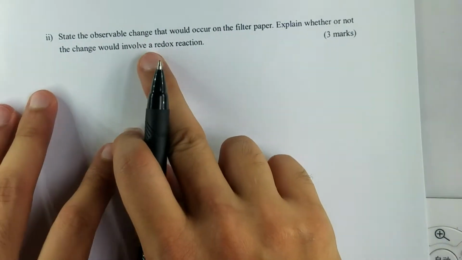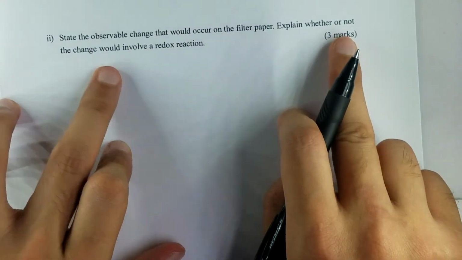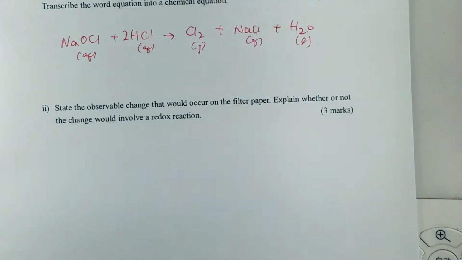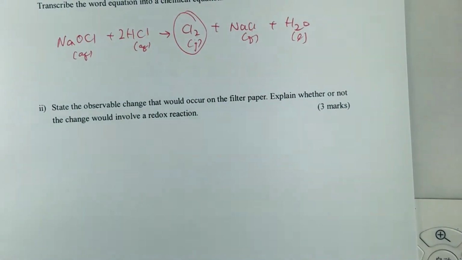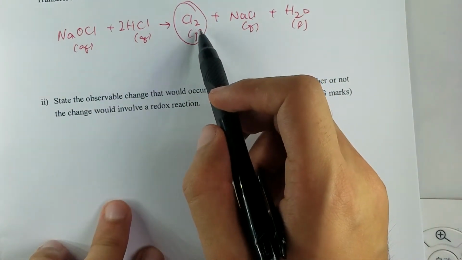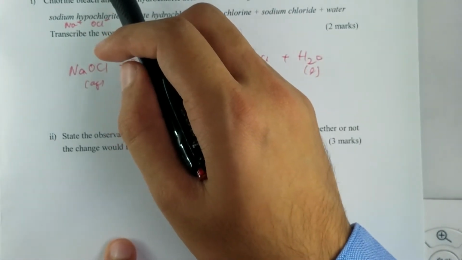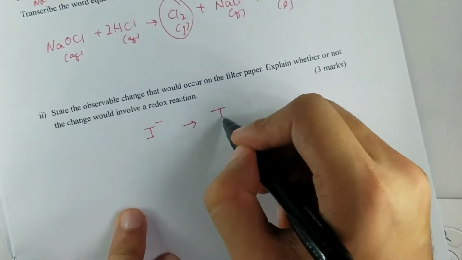Next one, state the observable change and whether or not the change would involve a redox reaction. Now, what happens is that chlorine gas is given out when sodium hypochlorite is reacted with hydrochloric acid. Now, the chlorine will react with iodide. So iodide will become iodine.